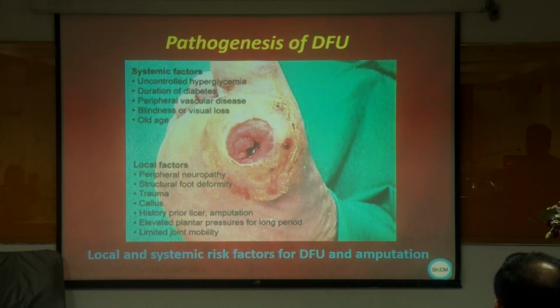What is the pathogenesis of diabetic foot ulcer? There are risk factors, both systemic and local factors. Systemic factors: uncontrolled hyperglycemia, longer duration of diabetes, PVD, and blindness or visual loss. Old age is one of the systemic factors. What about the local factors? Peripheral neuropathy and structural foot deformity, trauma and callus, previous ulcer and amputation. The main thing is elevated plantar pressure for a longer period, and hallux rigidus or limited joint mobility.